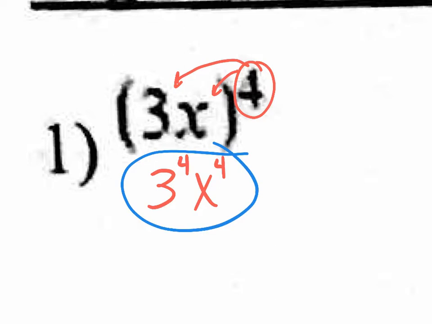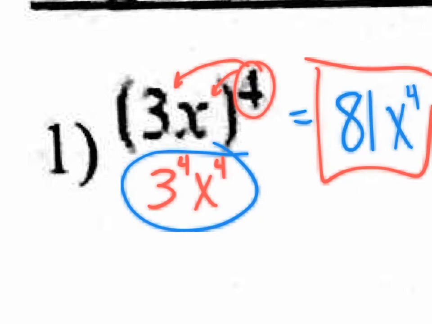So you're going to have to get on the calculator and go 3 times 3, 9 times 3, 27 times 3. I believe that's 81. So 81 x to the 4th. So that is the answer. Let's move on to number 2.